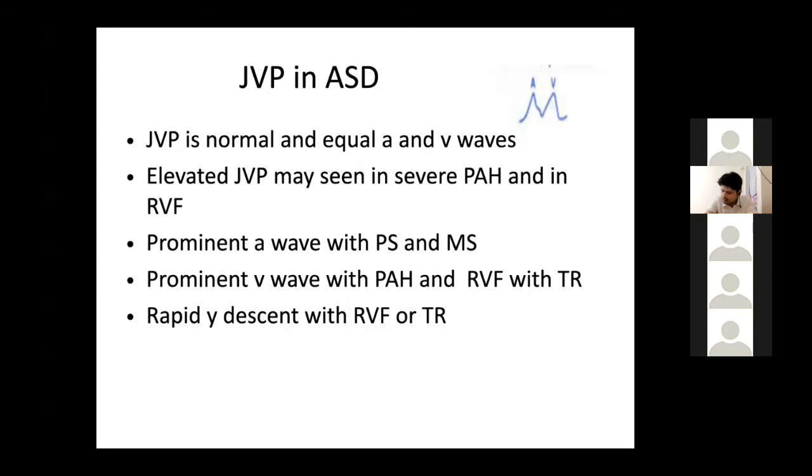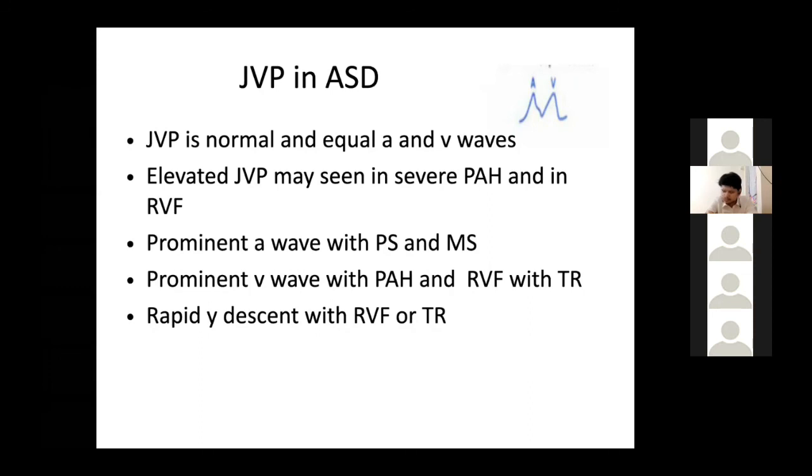What happens in JVP in ASD? Typically JVP is normal in ASD unless the patient with ASD develops pulmonary artery hypertension. So it is normal, but A equals V in a normal case of ASD. When the patient develops pulmonary artery hypertension, you get a prominent A wave. When a patient develops PAH and then TR in ASD, you get prominent V waves and Y descent. In a patient with ASD who undergoes Eisenmenger, the JVP may be normal, but sometimes you may get a prominent Y descent.